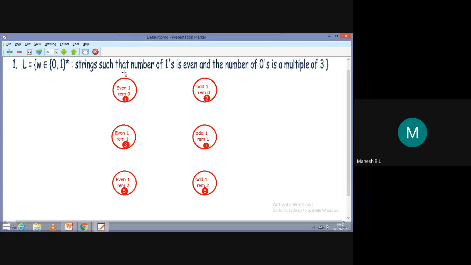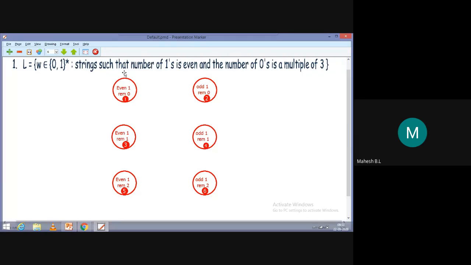That means you don't have ones as well as you don't have zeros. That means you have 0 ones and 0 zeros. 0 ones are nothing but even number of ones. 0 zeros are nothing but a multiple of 3. 0 is a multiple of 3, 3 into 0 is 0. So state 1 itself is the initial state also.